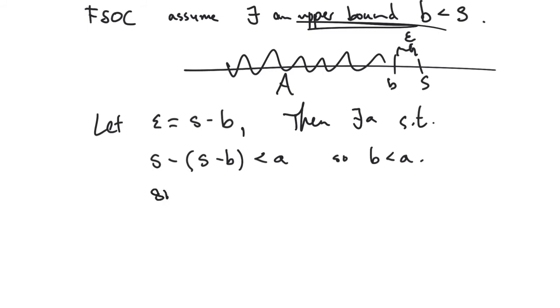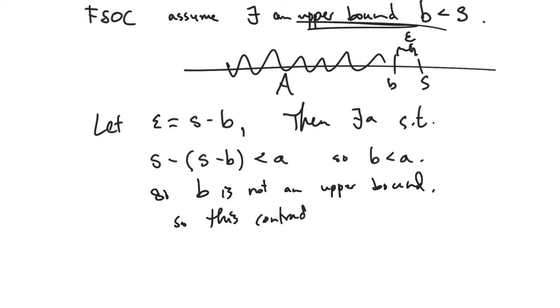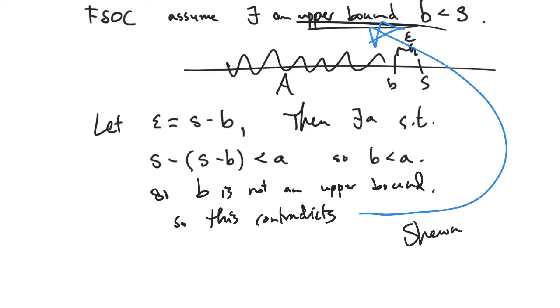I'll say it this way. So B is not an upper bound. So this contradicts right here, where we assumed that B was an upper bound. All right, and this is really the end of the proof. This one is a little taxing. Does anybody have any questions about that?